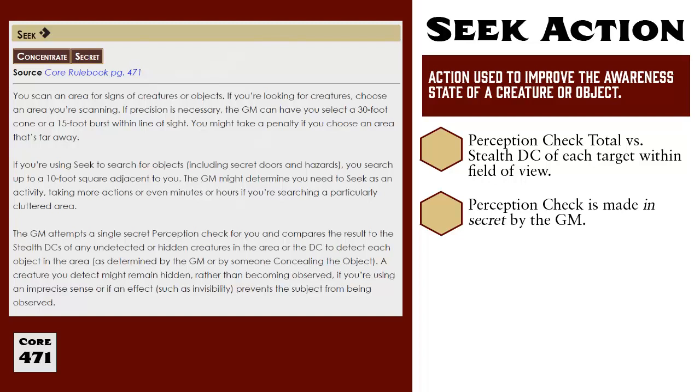Making this roll in secret can sometimes confuse players or even lead to accusations of the GM, quote, cheating, but let me try to explain it this way. In the real world, the results of a seek action are very binary with only 2 outcomes. You either notice something or you do not notice something. In the real world, you don't know if you failed on a perception check to notice something. So let's think about how this works at the game table.